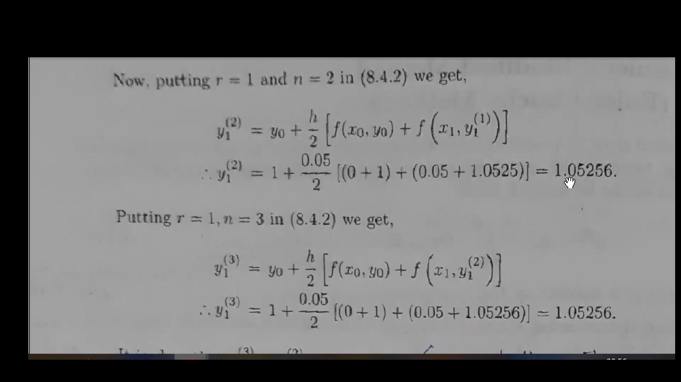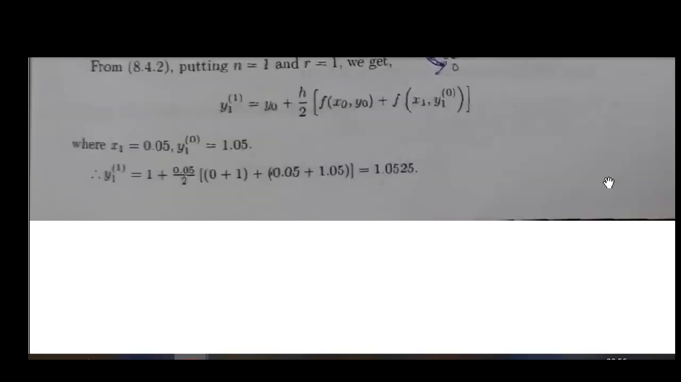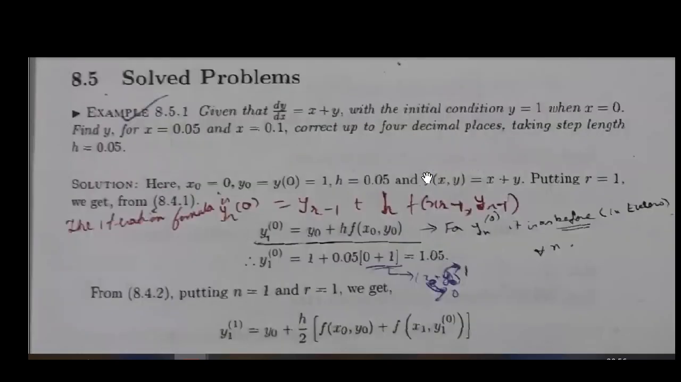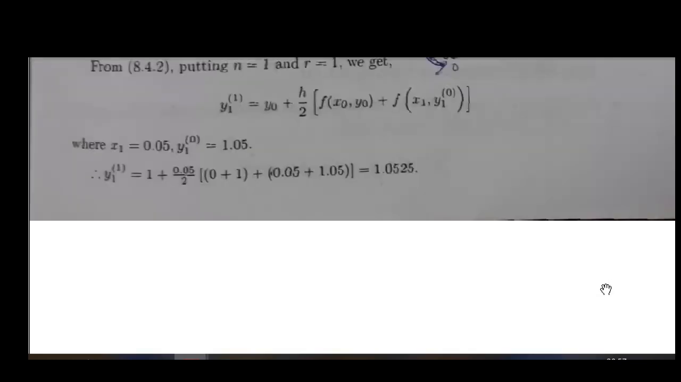Now what you are getting, 1 point this thing, and what you got initially before that, 1 point this thing, and what is your desired accuracy, up to 4 decimal places. After 4 decimal places, not degree, my mistake, 4 decimal places. So you are not getting it yet, because if you consider this rounded, this is going to be 1.0526, but here you are getting 5. So not the same thing.